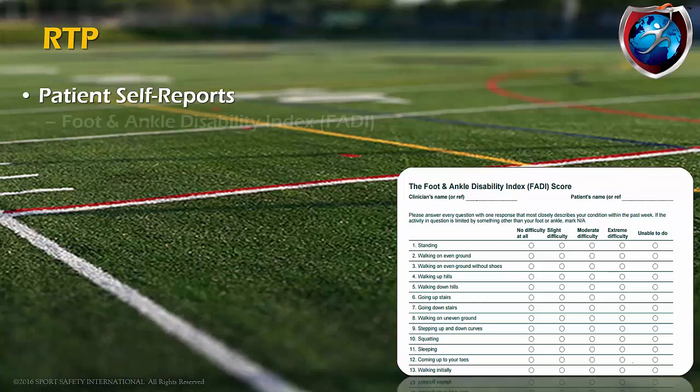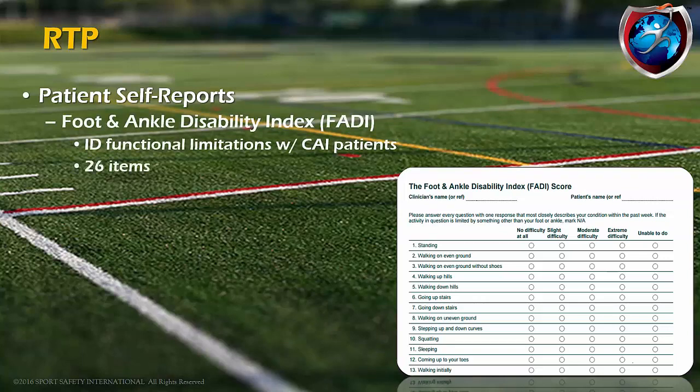The Foot and Ankle Disability Index, or FADI, was designed to identify functional limitations related to foot and ankle conditions. It has been used primarily in patients with chronic ankle instability, or CAI. It has two components. The main FADI, with 26 components, addresses activities of daily life, whereas the FADI Sport has 8 items and addresses more advanced tasks that are related to physical activity.